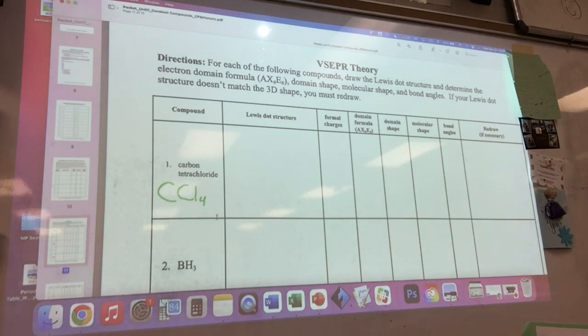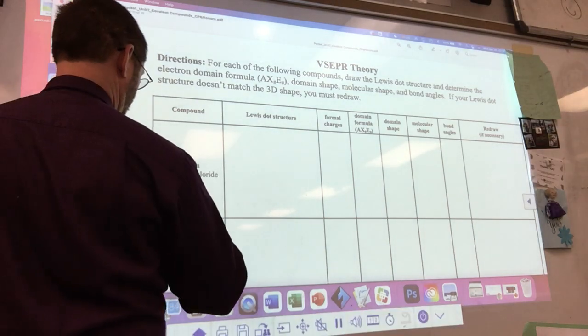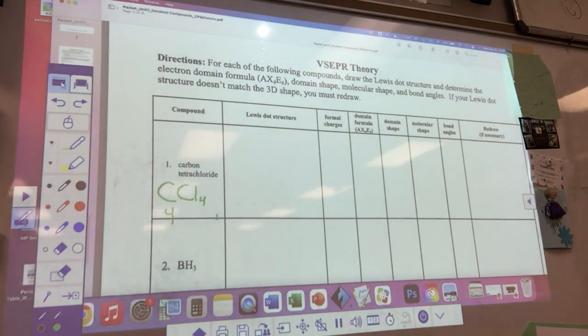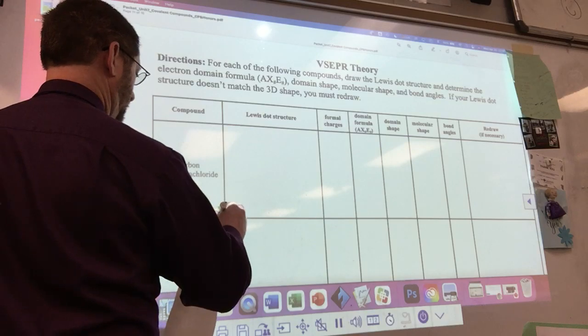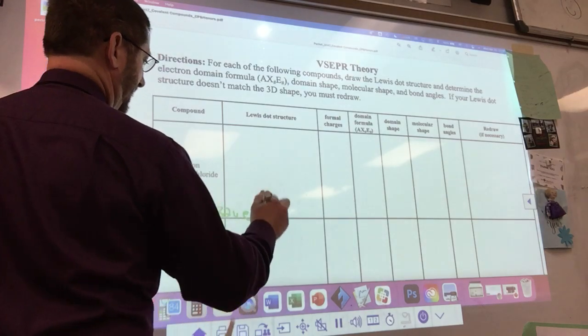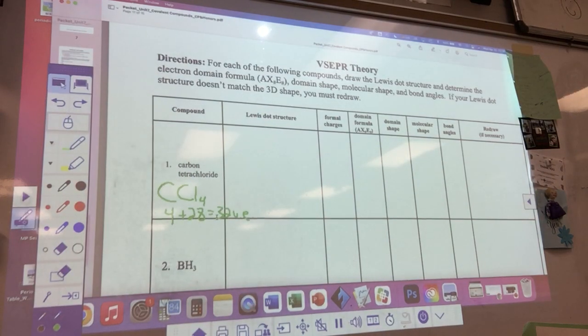How many dots for a carbon? 4. Yep. And how many for each Cl? 7. Yeah, 7 times 4, 28. All right, 4 plus 28? 32. Yep, 32 valence electrons. All right, where do we want to go from there?